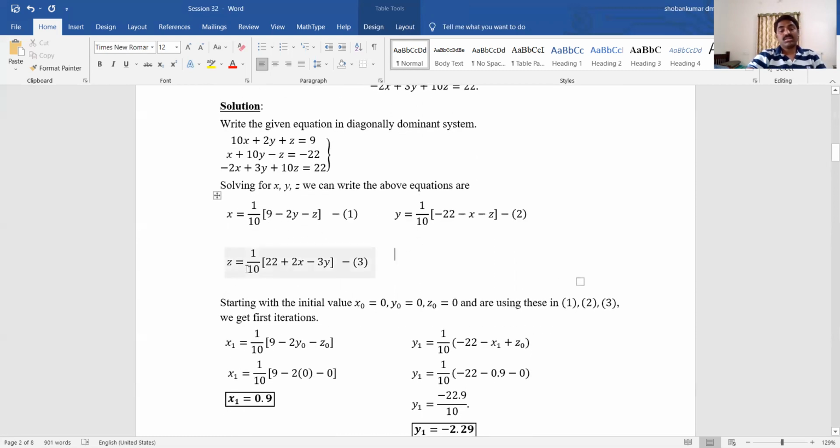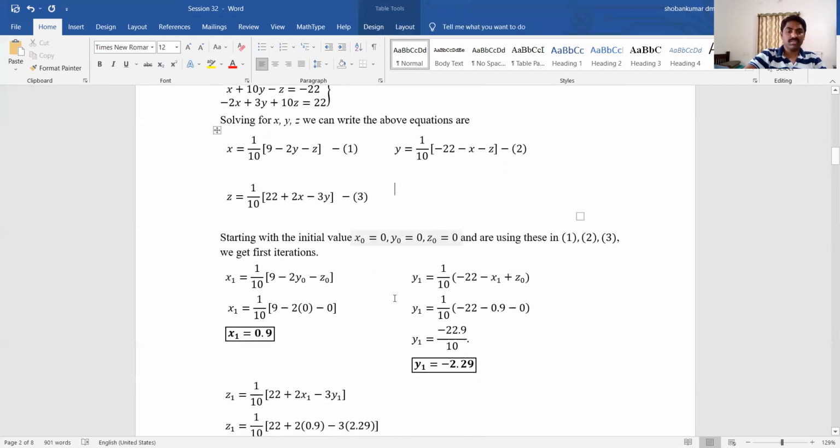Now starting with the initial values x naught, y naught, z naught, we take them as 0 if not given. If given, we can use the given values. Using in equations 1, 2, 3, x is equal to 9 minus 2 y naught, which is 0, so we get 9 by 10, x1 is equal to 0.9. And for y1, we know x1, so we put x1 here. Here x1 is 0.9, z naught is 0. We get y1 is minus 2.29.